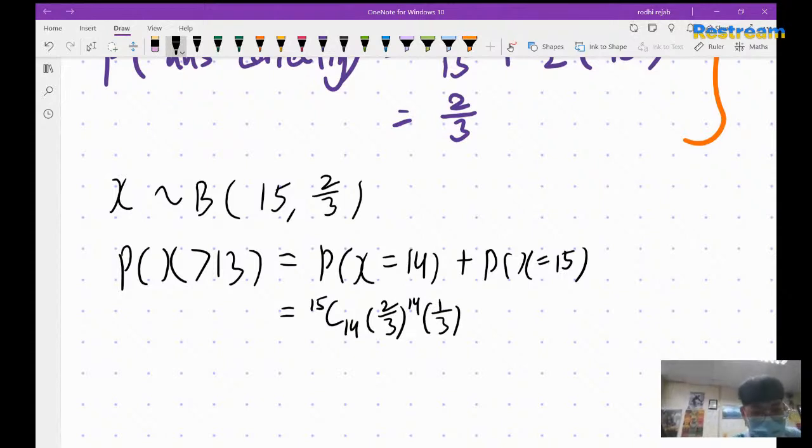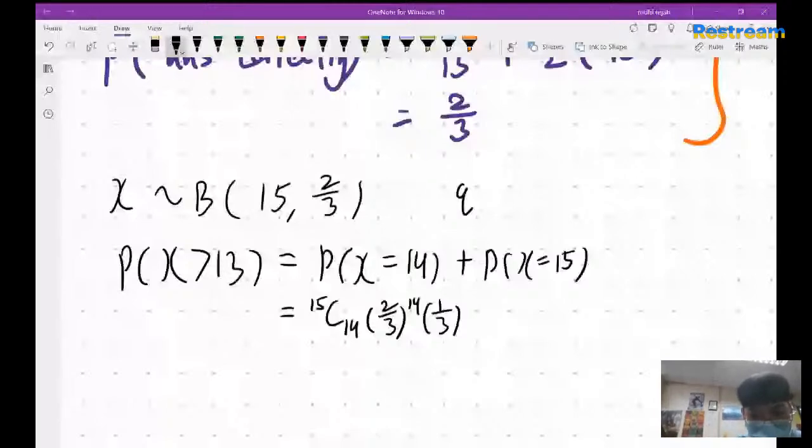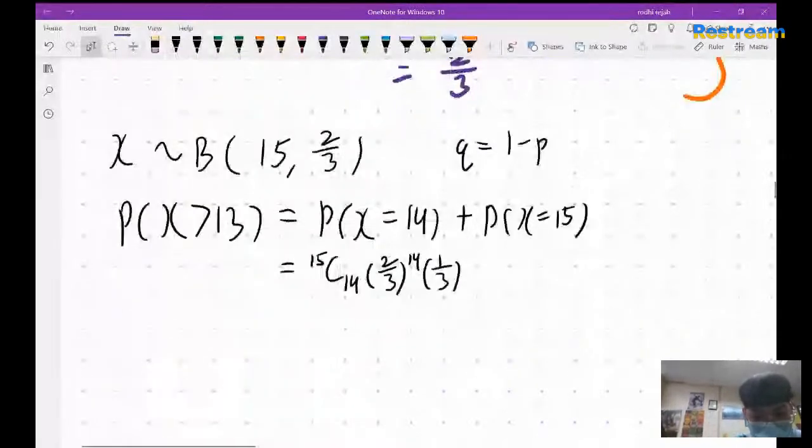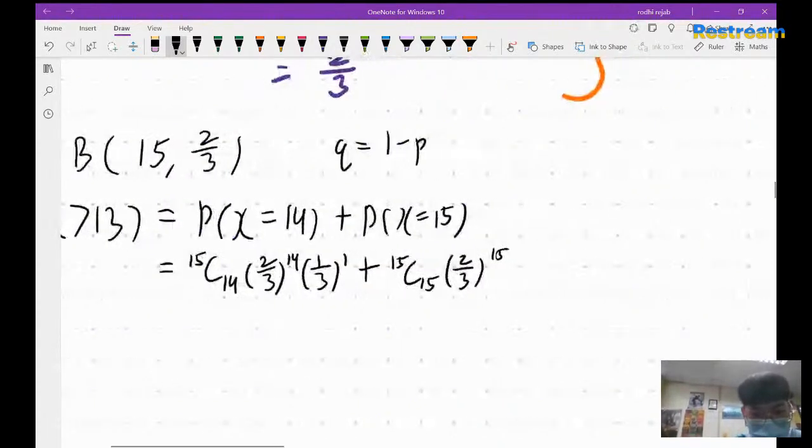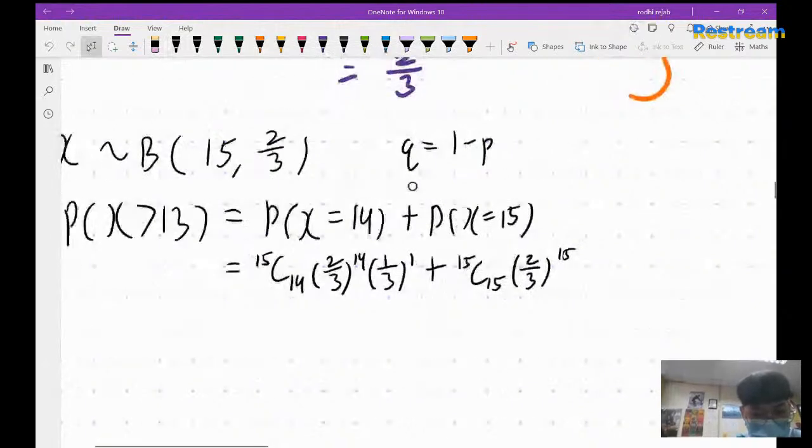1/3. How do we get this? We know that q, which is the probability that he's unable to get the question correctly, is 1 minus p. So that's 1/3 here. And then this is to the power of 1. And then the probability to get 15 questions correct is 15C15, 2/3 to the power of 15. And we don't need to write the 1/3 because it's to the power of 0.